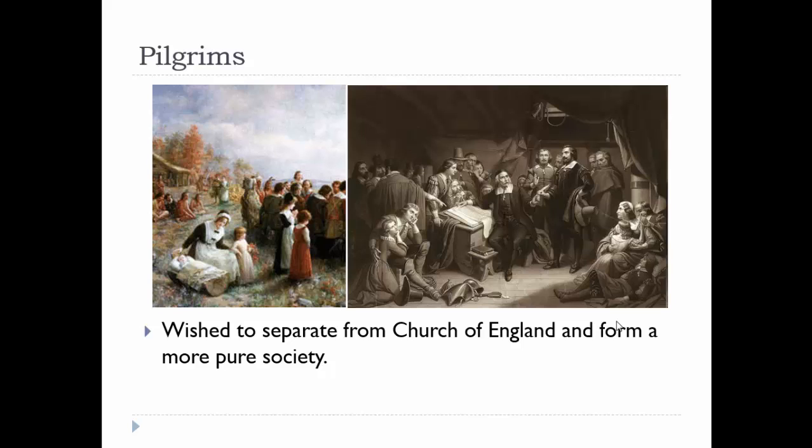They were a Protestant kind of group. They had different religious views, and they wanted to separate from the Church of England. They wanted to form their own community, their own society that would be based on their religious teachings.